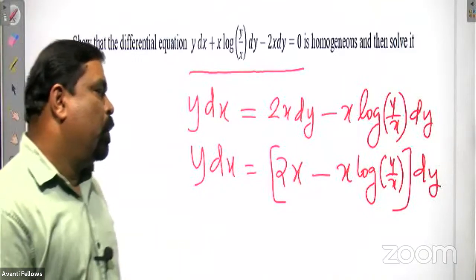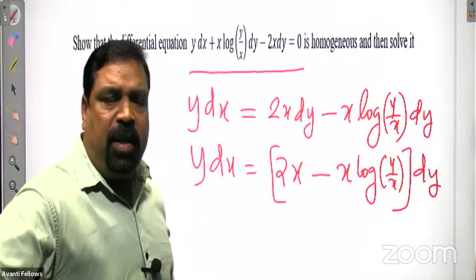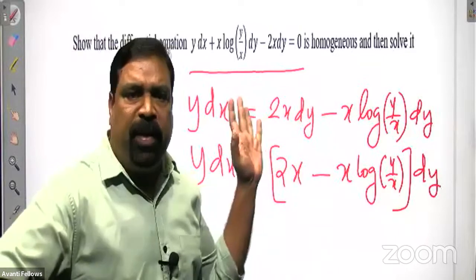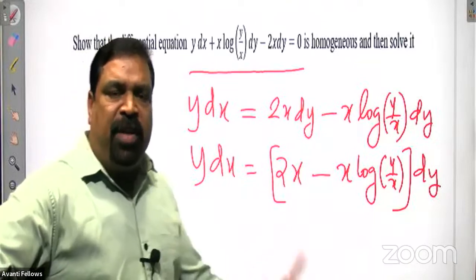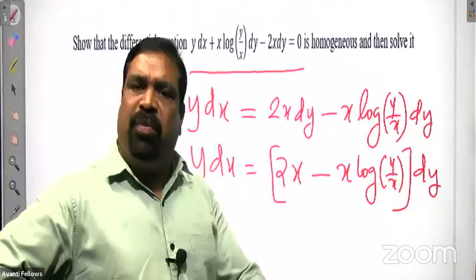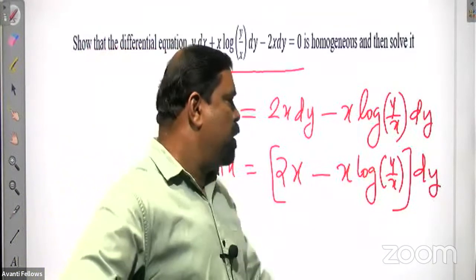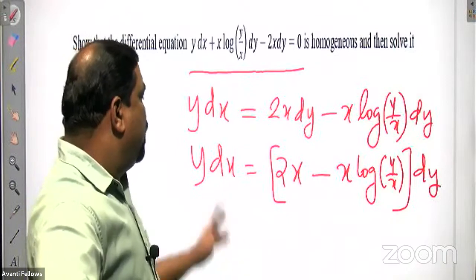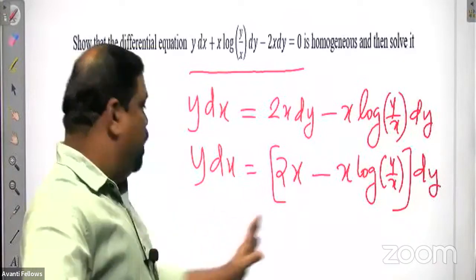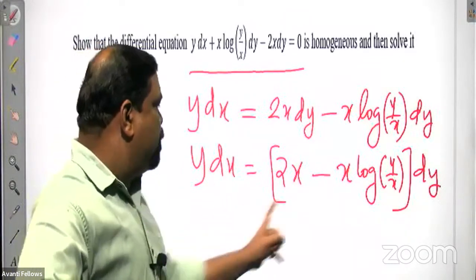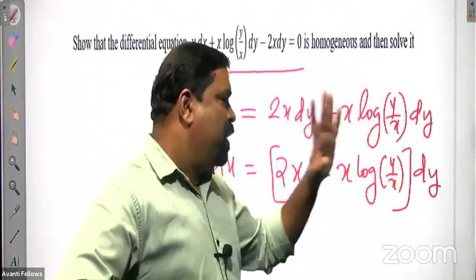So how to prove it homogeneous? Homogeneous means either it may be totally in terms of y by x or totally in terms of x by y. Okay, we have to convert it as a function in terms of y by x or in terms of x by y. So here you can see a log of y by x is here. If I divide by y, you will get x by y here. Okay, x by y will be here, but it is here log y by x.